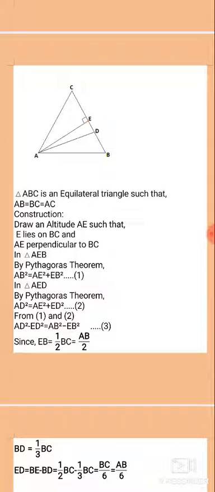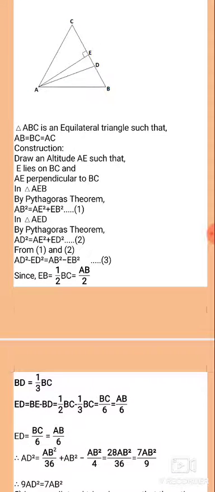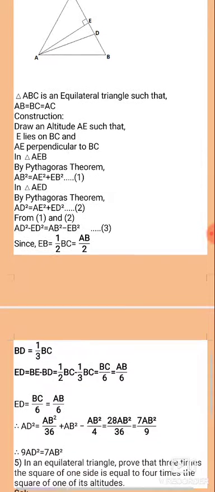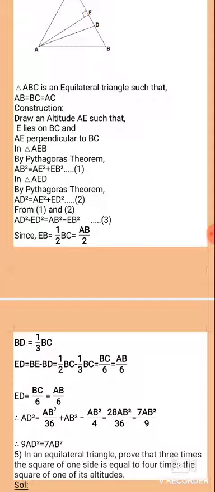So AB by 2. Now given condition, BD is equal to 1 by 3 of BC. So ED is equal to BE minus BD. Substitute the values, that is half of BC minus 1 by 3 of BC. Now take LCM as 6. Cross multiply, at last what we get? BC by 6. Since BC is same as AB, we can write it as AB by 6. Now ED is equal to what? BC by 6. Then which is same as AB by 6.